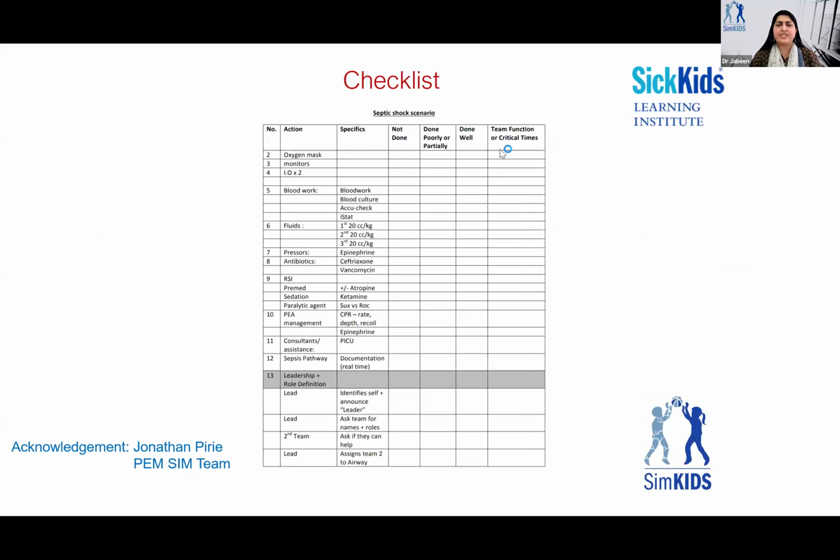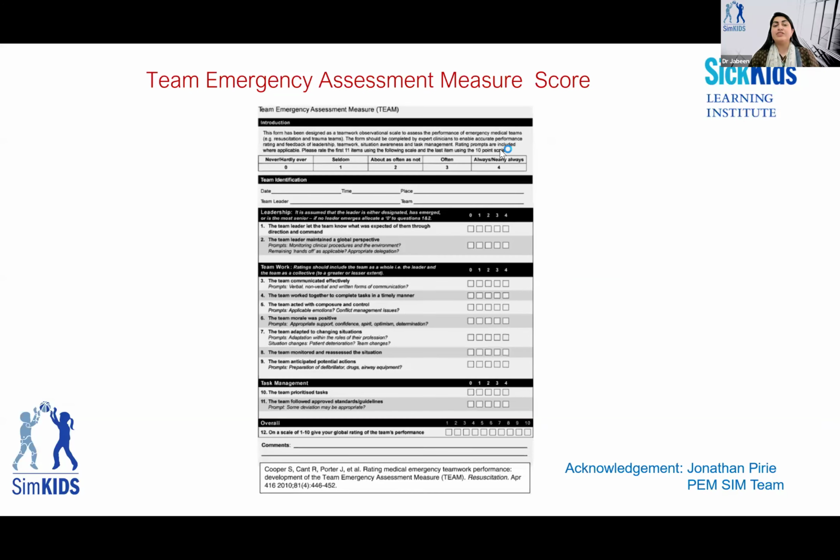We use a case specific checklist for the specific case, but we do talk about the non-technical skills, which cover the team dynamic, the teamwork, the leadership.